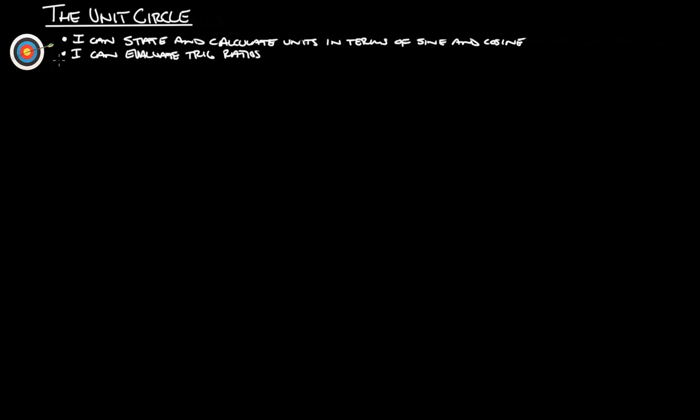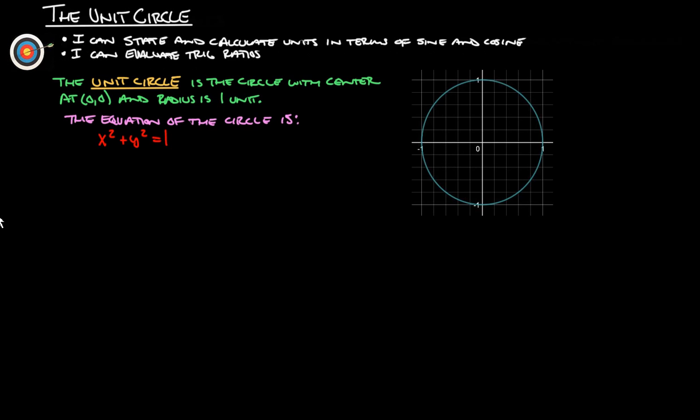I'm going to take you through the notes on the unit circle. Okay. At the end of this, you should be able to say, I can state and calculate units in terms of sine and cosine, and I can evaluate trig ratios. Okay. So first thing we want to do is take a look at the unit circle.